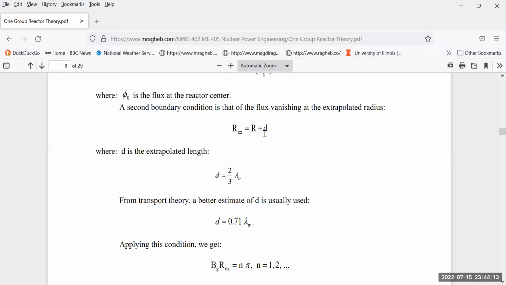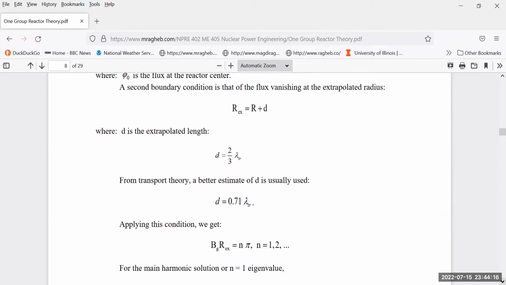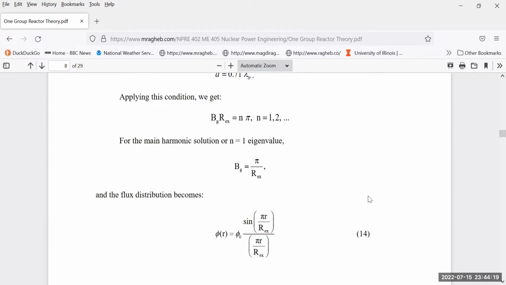And if you apply that condition to the solution, sine r over r for the flux at the boundary, then you'll find that B sub G R sub EX, to make the flux sine r over r equal to 0 at the extrapolated boundary, should be equal to n pi. You know that the sine curve fluctuates and reaches a 0 at its poles, also 0 values, every pi as the angle of rotation. That takes the values 1, 2, 3, 4, 5. So the solution, in fact, is a combination of all the harmonics.